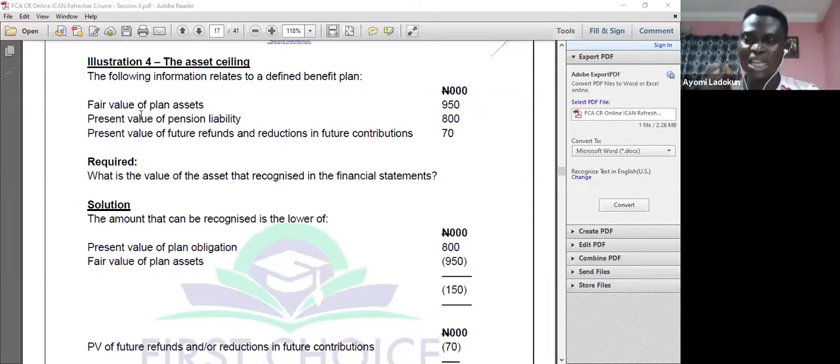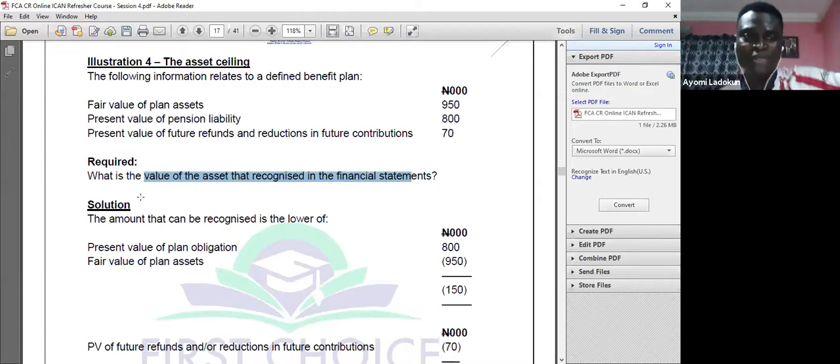Now what happens if my plan asset is higher than my obligation? Let's take a look at this question to demonstrate that. It said the following information relates to a defined benefit plan. Fair value of plan asset is 950. The present value of pension liability is 800. And the present value of future refunds and reduction in future contribution is 70. What is the value of the asset that should be recognized in the financial statement?